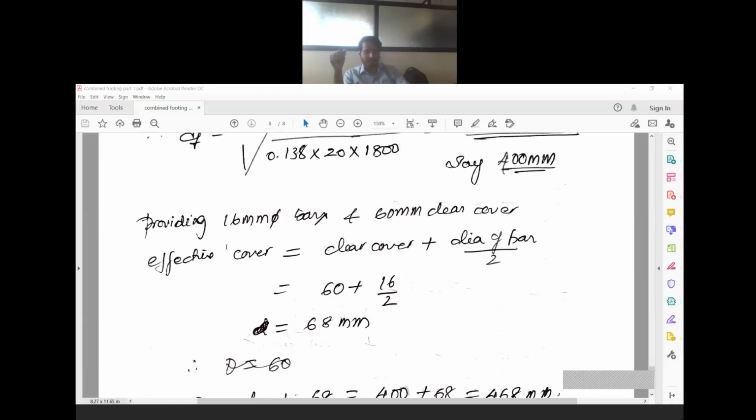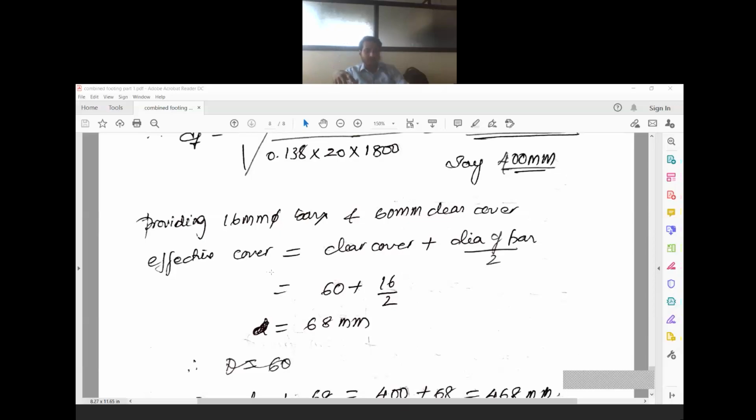So assuming we provide 16 mm bars and 60 mm clear cover. The minimum clear cover to be provided for the foundation is 60 mm, whereas for slab it is 25 mm, for columns it is 40 mm, for beams it is 30 mm to 40 mm, and above, so not less than that. For foundation, the clear cover has to be 60 mm. 60 mm clear cover should be provided.